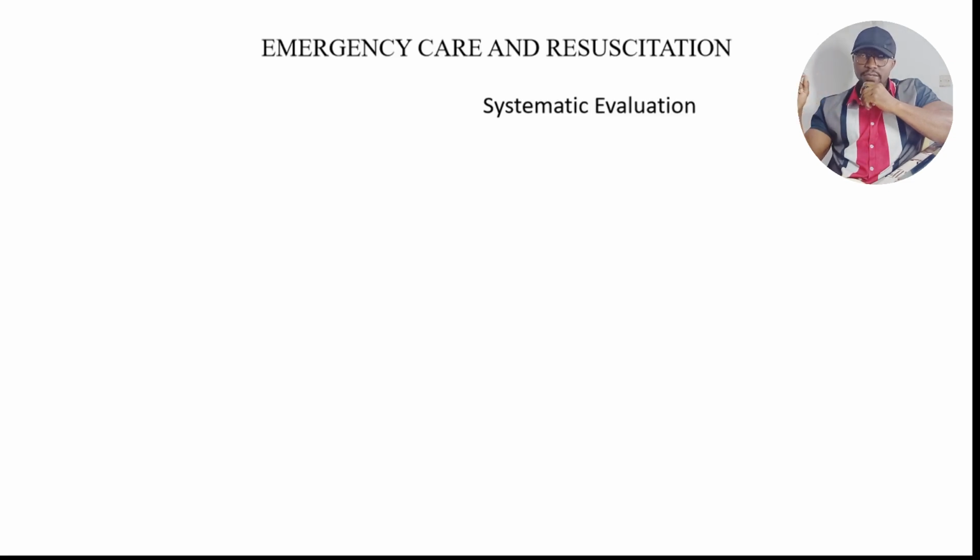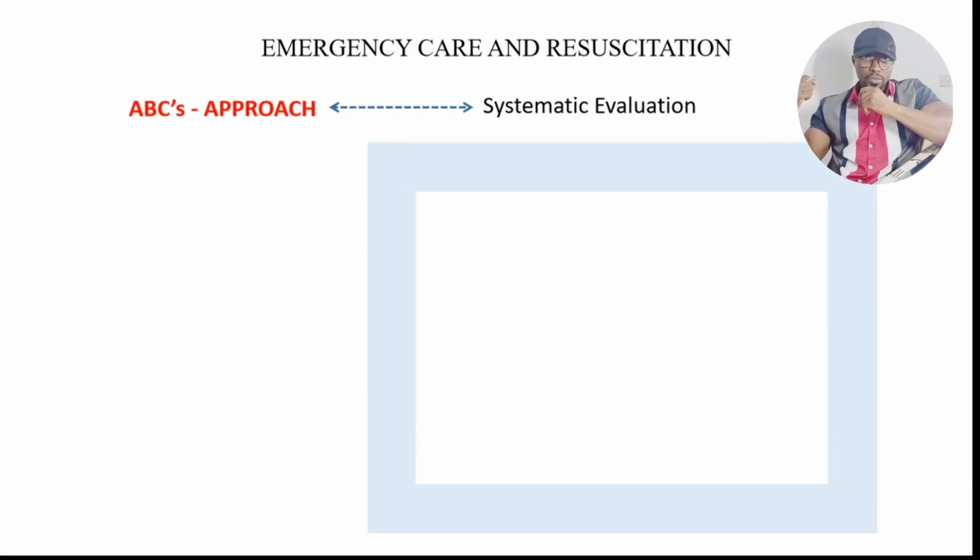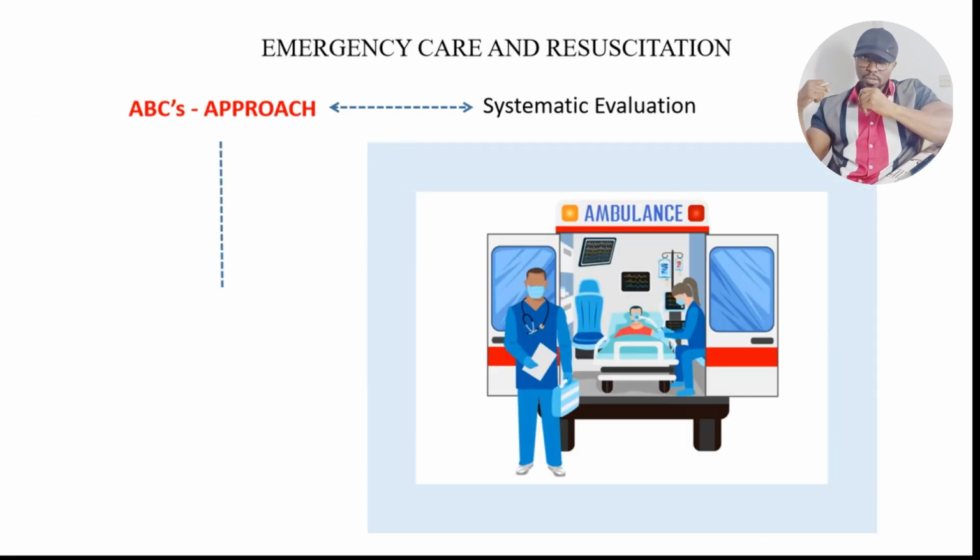Emergency care and resuscitation involves rapid assessment and early intervention. The approach to emergency care and resuscitation needs to be systematic, and that is why we use the ABCs approach, in which we assess for airway, we assess for breathing, and then we assess for circulation of blood. Now, the ABCs approach provides the solid framework for evaluation and treatment of severely ill patients. This begins with a primary survey.